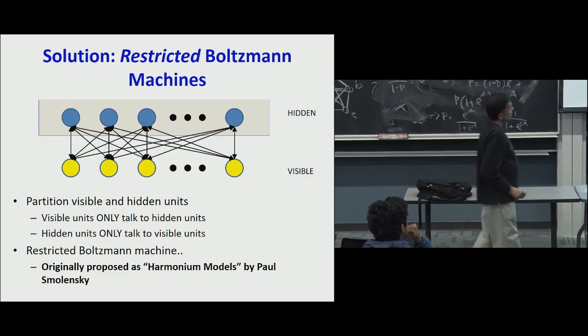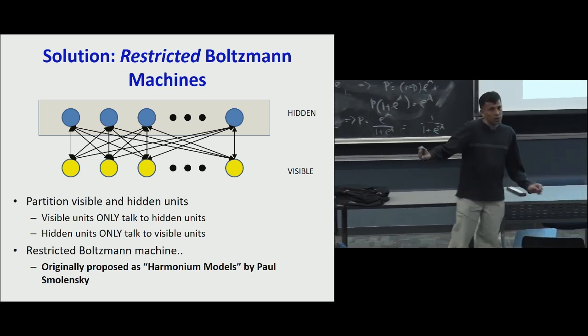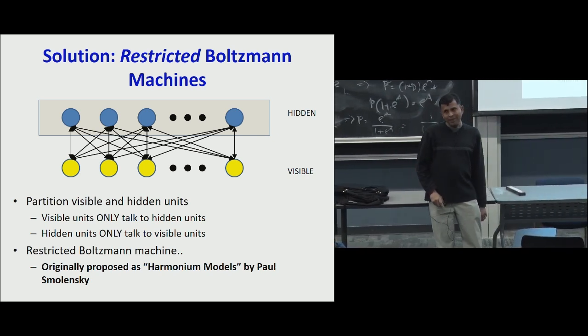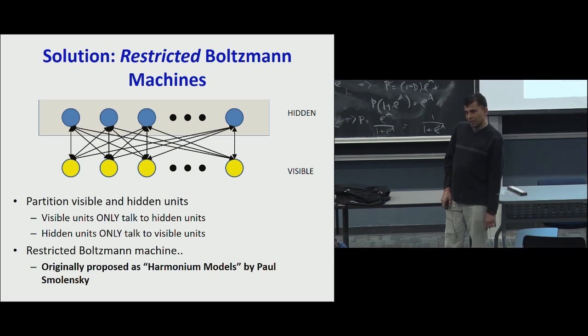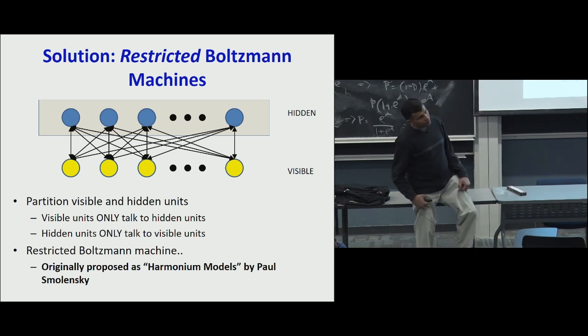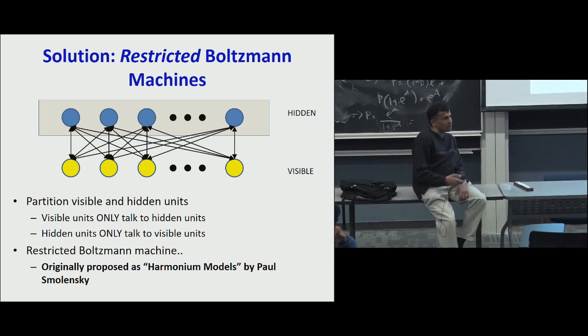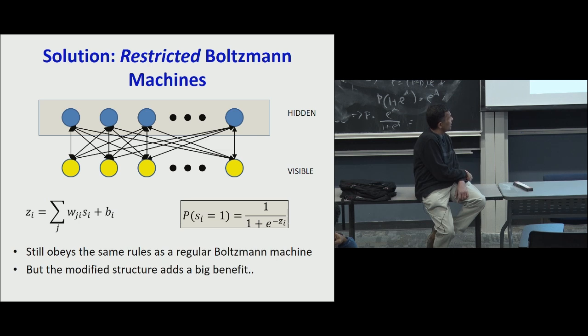Let's simplify it. We will say that the hidden neurons don't talk to one another. The visible neurons don't talk to one another. This simple modification greatly simplifies the computation. How so? This was originally proposed as harmonium models by Paul Smolensky. I'm still going to use the same math. I'm going to compute the field at every neuron, and I'm going to use this probabilistic mechanism to decide whether I'm going to flip the neuron or not.